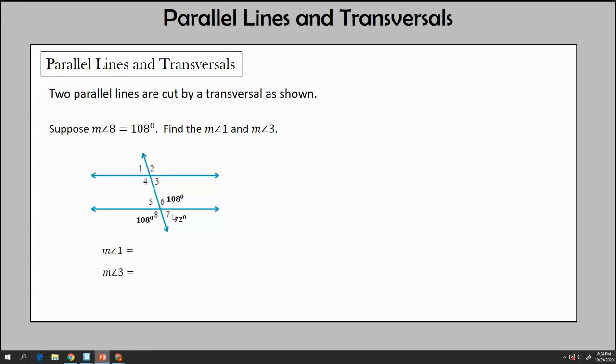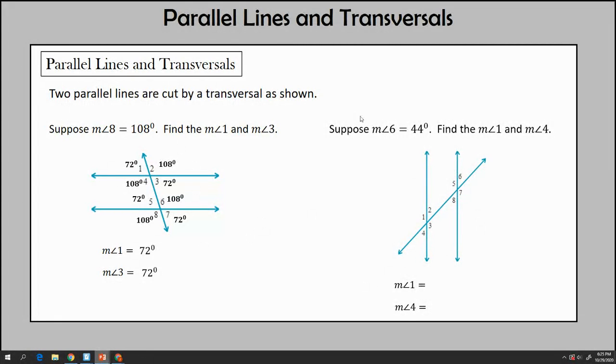And then 5 and 7 are vertical, so I know 5 is 72. I also know, because the lines are parallel, that these four angles and these four angles are exactly the same. So I can just transpose these numbers up here. So now I've solved it. I found every angle. Now angle 1, just go find it. Angle 1 is 72. Angle 3, it's 72 also. Okay, for a lot of reasons, that's the way I usually do it.